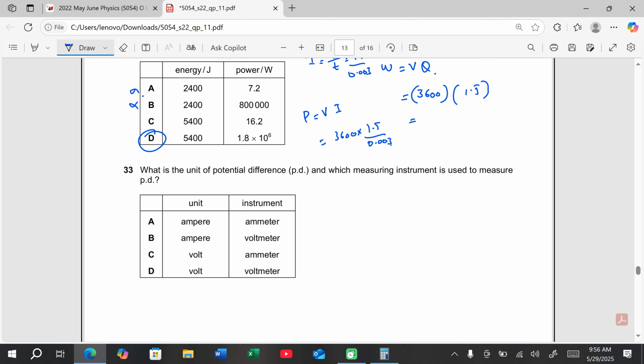What is the unit of potential difference, or which measuring instrument is used to measure potential difference? That's very easy. Ampere is of current, it is volt. So either C or D is correct, and voltmeter is the device that is going to measure the volt.